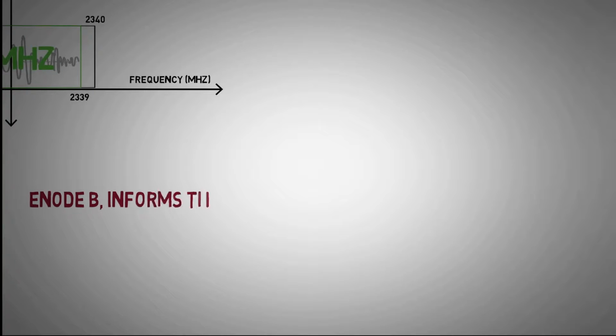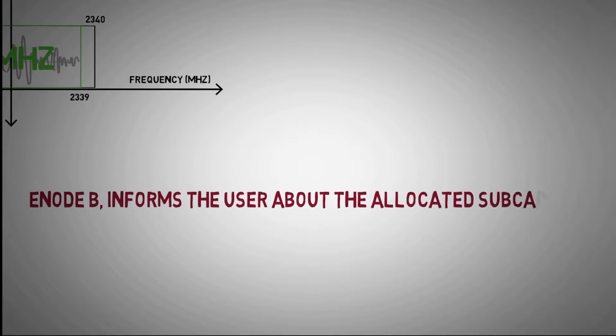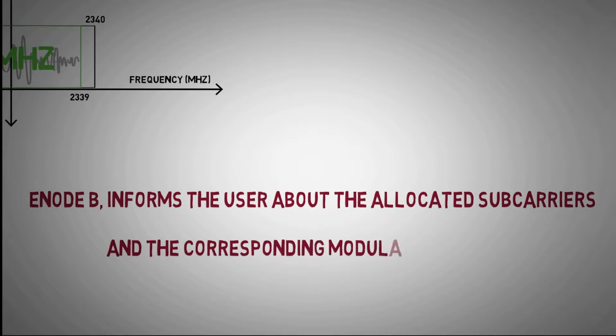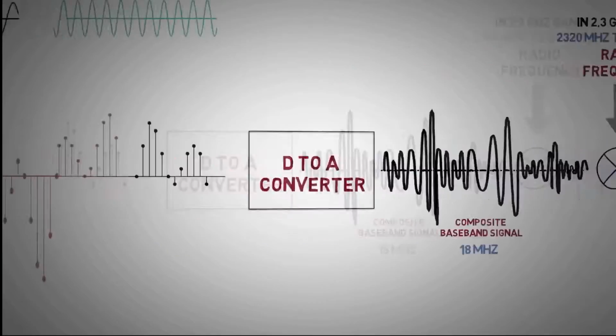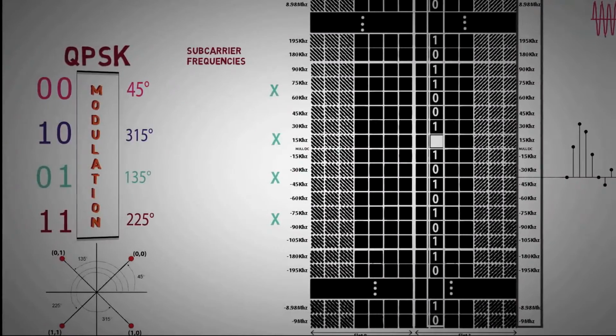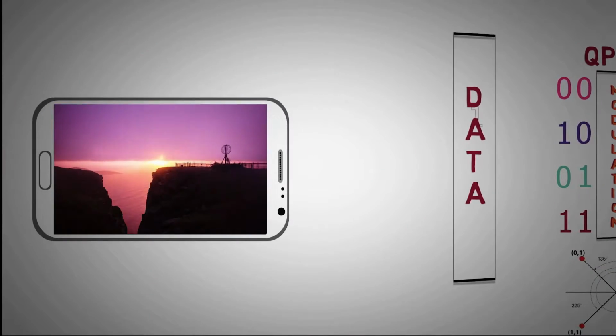The Node B informs the user about the allocated subcarriers and the corresponding modulation scheme. So, when the RF signal reaches the user's terminal, all these processes are reversed and finally the user is able to receive the data intended for it.